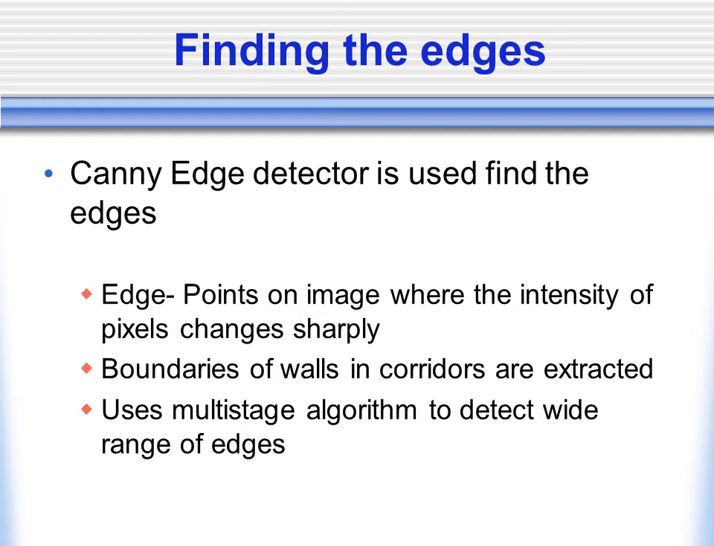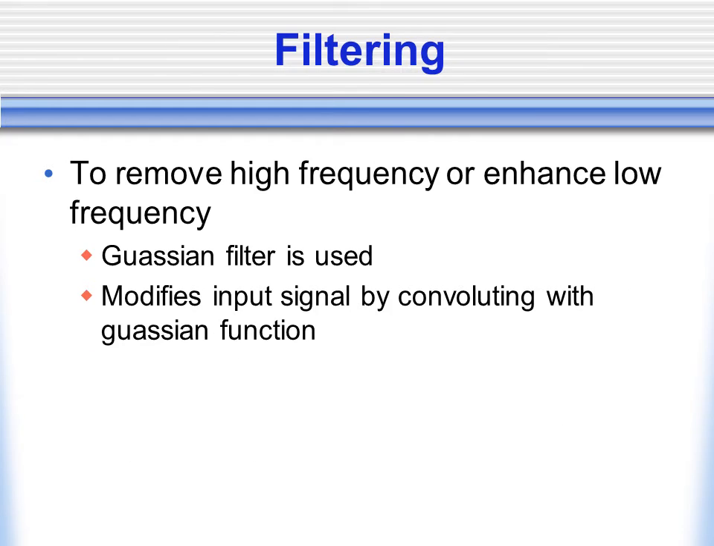Edges are points in the image where the intensity of the pixels changes sharply. The boundaries of walls in the corridors are extracted using the Canny Edge Detector. This is a multi-stage algorithm to detect a wide range of edges.